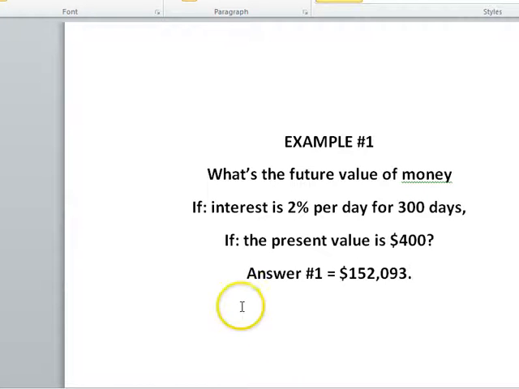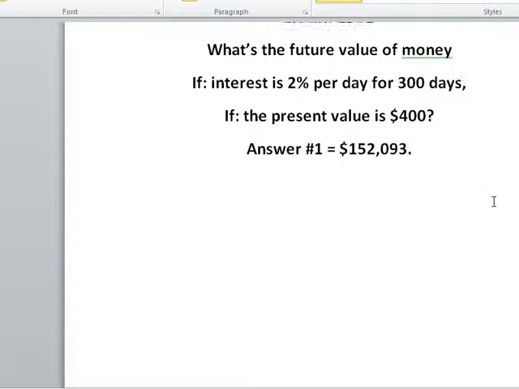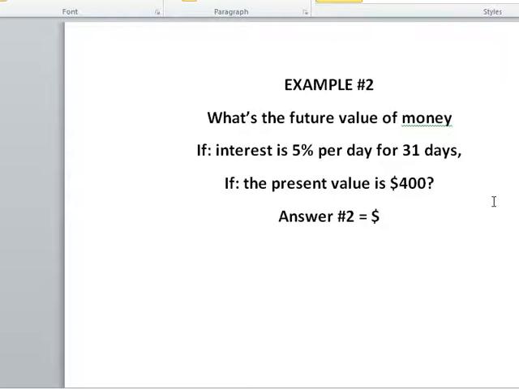So again, the question is, what is the future value of money if the interest rate is 2% per day for 300 days? The present value is 400, and if you do that for 300 days, your future value is 152,093. Okay, so that's example number 1. Now let's try example number 2. The example number 2 is asking for the future value of money if the interest is 5% per day for 31 days. And again, this one will start with 400.